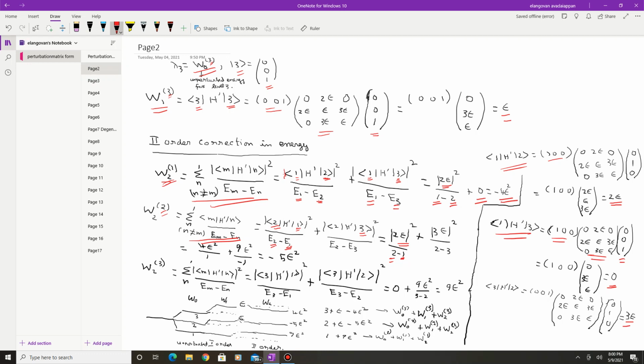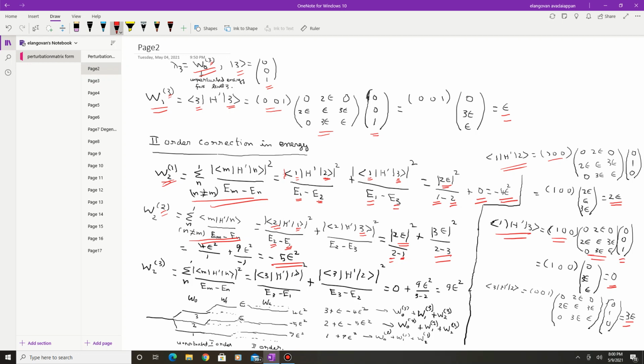So we substitute the value of 3 epsilon here: mod square of 3 epsilon divided by 2 minus 3. Once we substitute, this will be 4 epsilon square divided by 1, plus 9 epsilon square divided by minus 1, giving minus 5 epsilon square. So this is the second order correction to level 2.